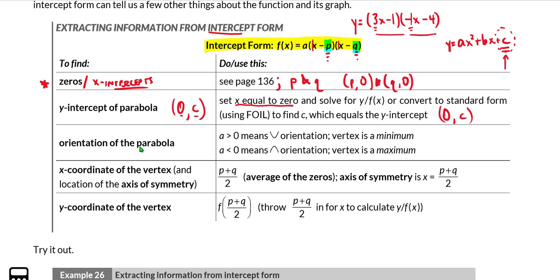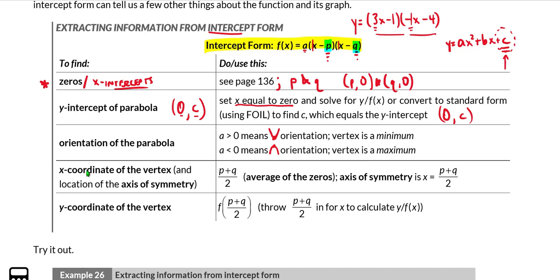Orientation of the parabola, same as in standard form. No difference here. If your a, which is the coefficient in front of your factors, is positive, greater than 0, you have an opening upward or smiley face orientation, and your vertex is a minimum at the bottom of the parabola. And if a is less than 0, negative, you have a downward facing or frowning orientation, meaning that your vertex is going to be a maximum.